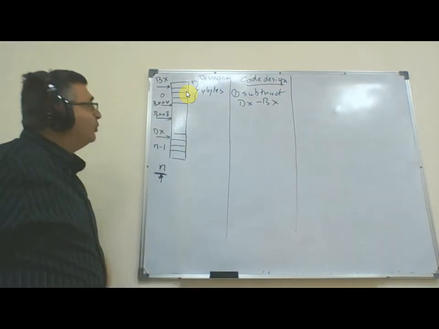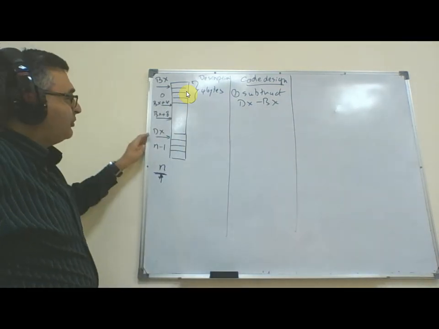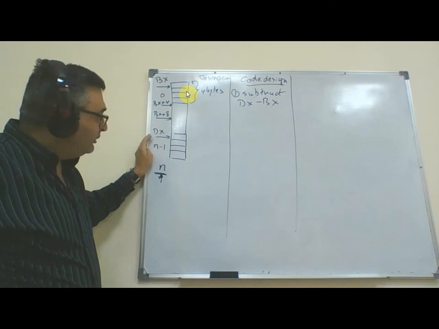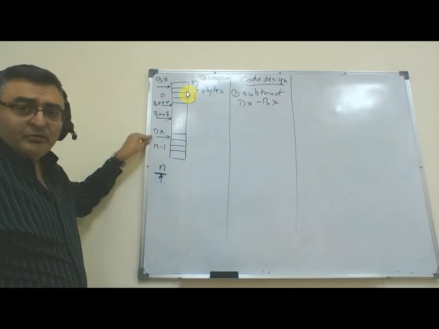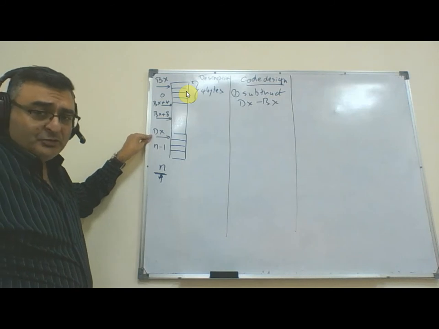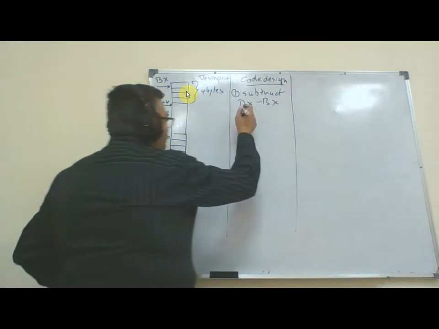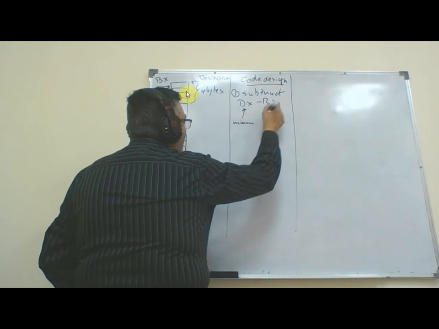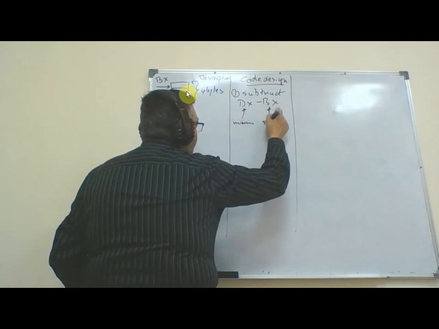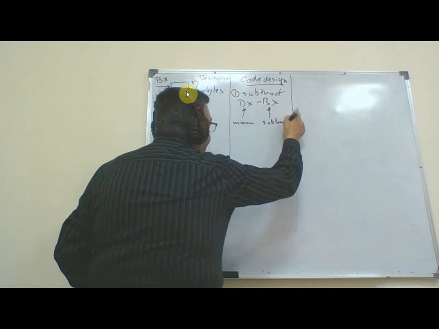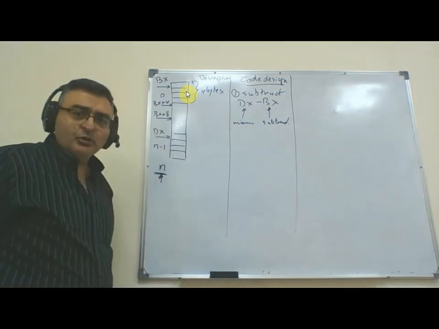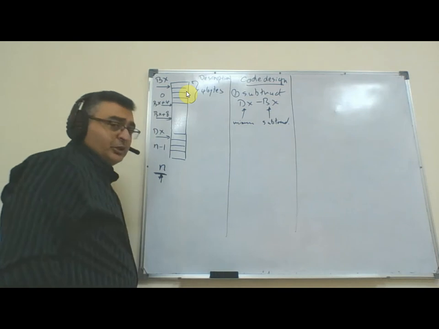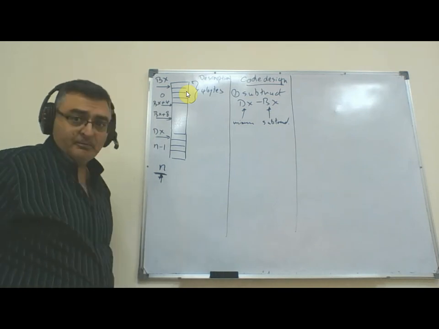Remember that I don't want to change either the value of Bx or the value of Dx. So I have to store the minuend, which is Dx. In this subtraction, Dx acts as the minuend, while Bx is the subtrahend. The minuend should be stored somewhere before I do the subtraction, so as not to lose the value of Dx.